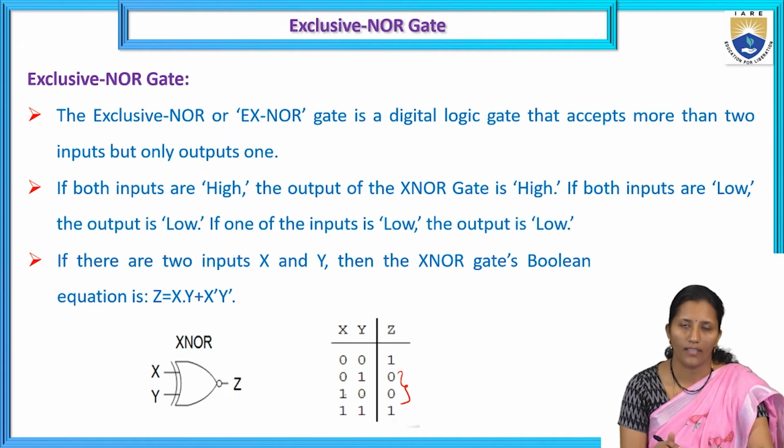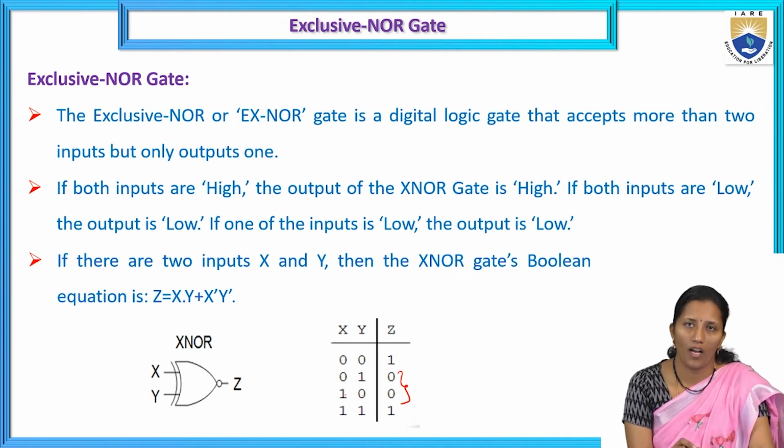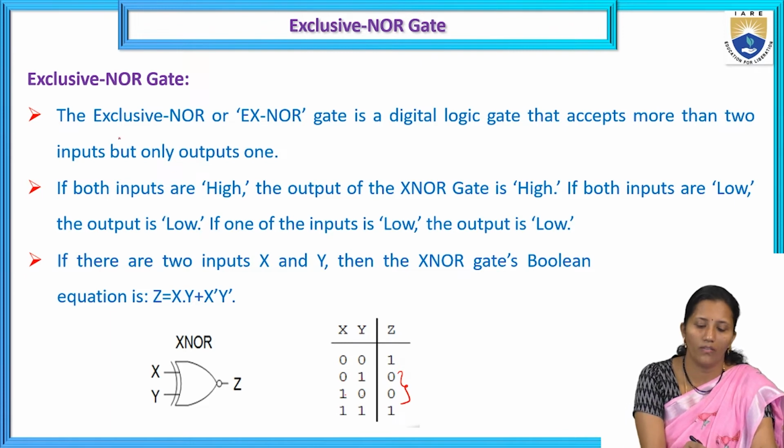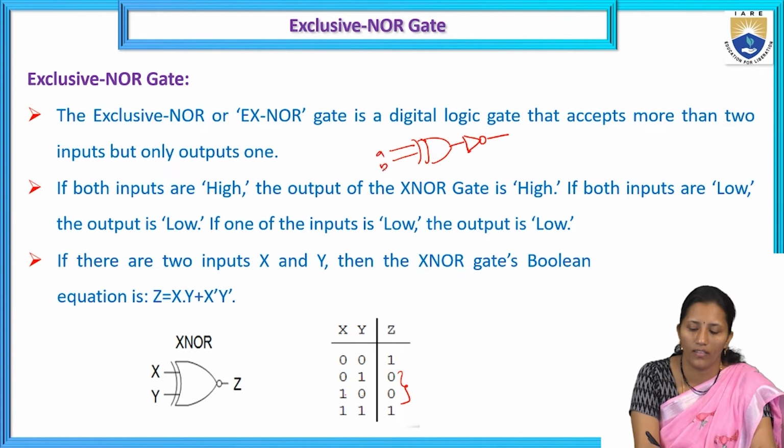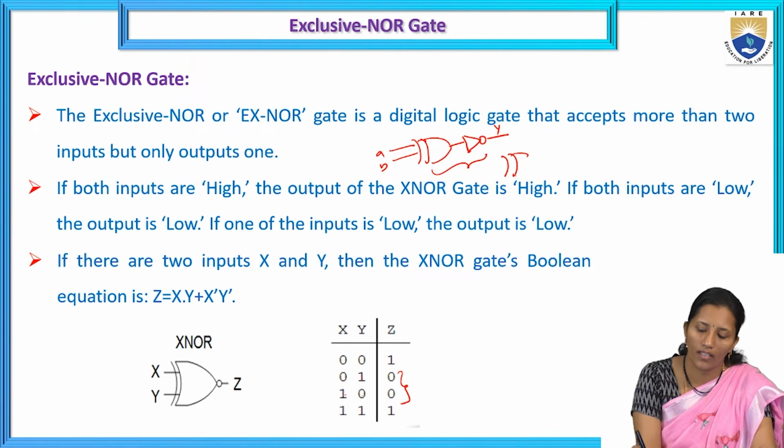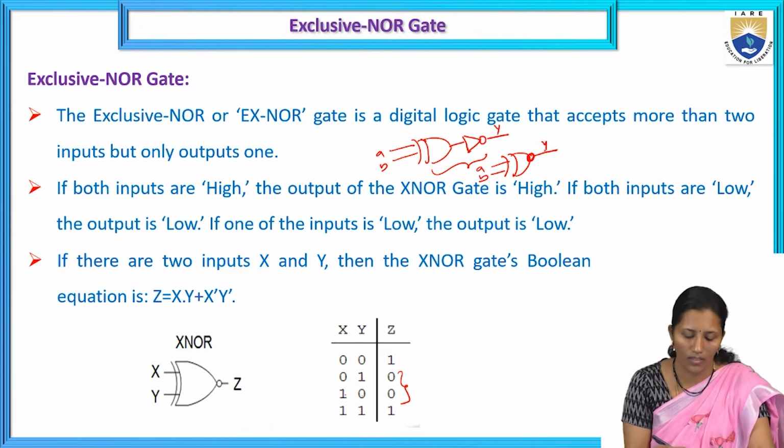Exclusive NOR gate. So this is the complement, the inversion, of the XOR gate function. The exclusive NOR gate is nothing but the inversion function: if we apply a NOT gate to the XOR gate, then this is equal to the XNOR gate. So the symbol for the XNOR gate is, just make a bubble at the output side of the XOR gate. So this is the symbol for the XNOR gate.